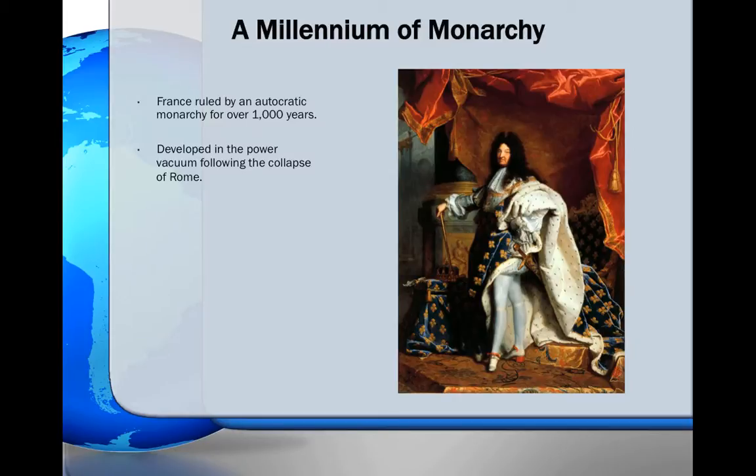It's also important to realize that this monarchy developed in the power vacuum that arose in the wake of the fall of the Roman Empire. It's very interesting because this autocracy maintained itself via a unique alliance between, of course, the king, but also the aristocracy and the clergy.